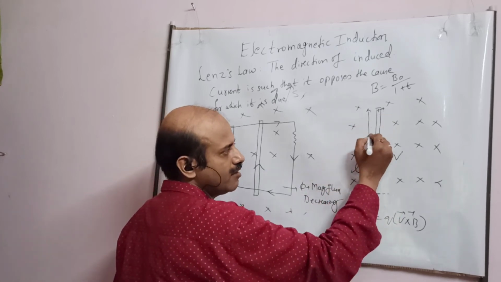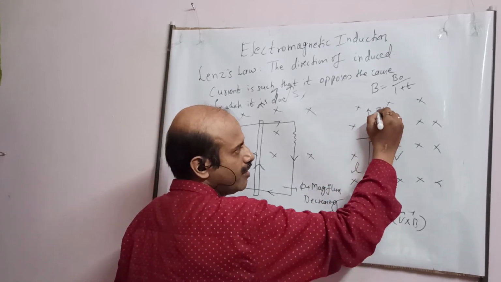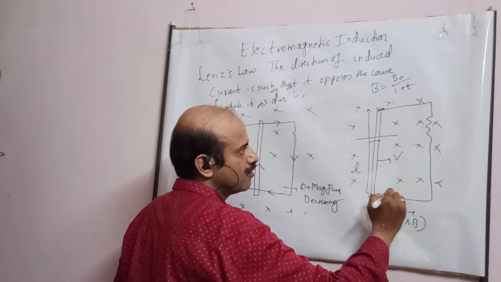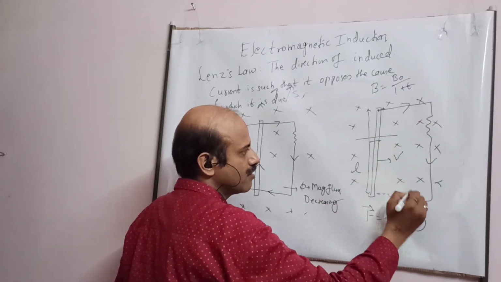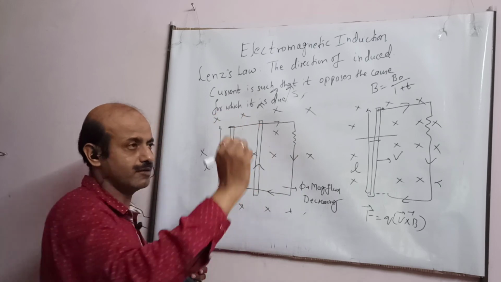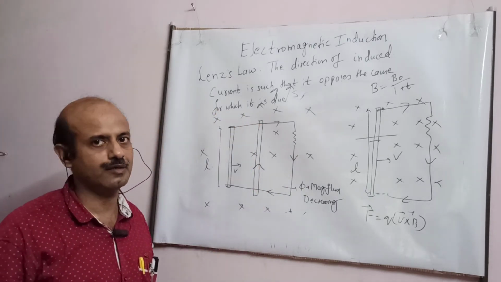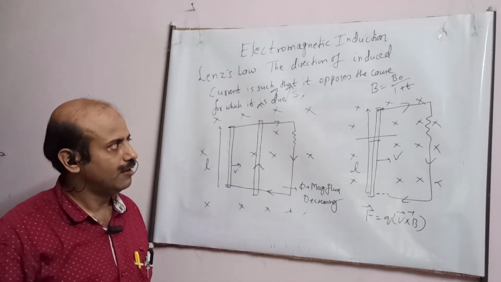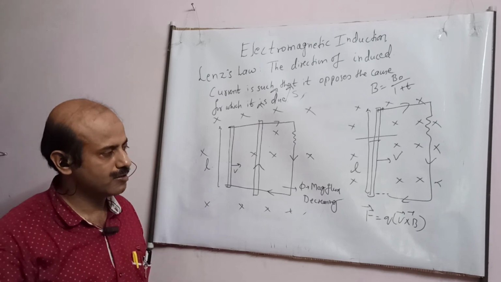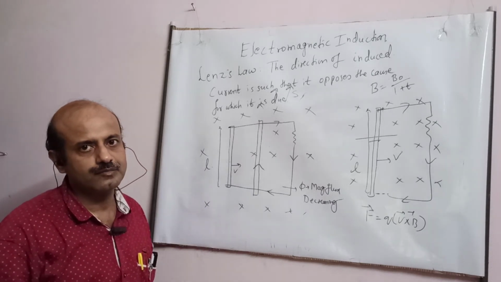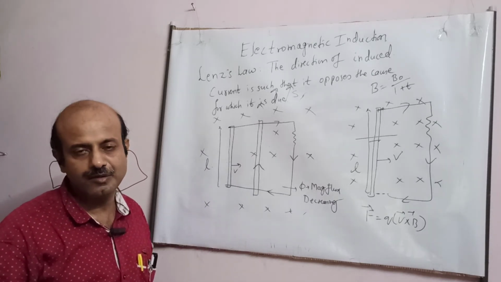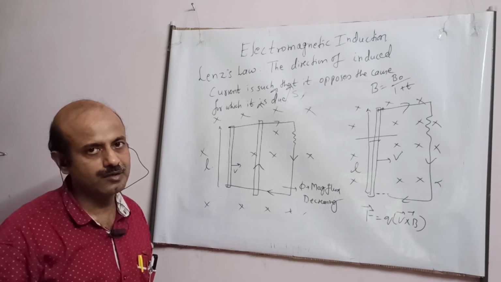Now a cell is created like this. If I connect a loop, current will flow in this direction. See, same we are getting, student. Same case we are getting. This is how Lenz's law is helping us, student, in explaining the direction of induced current.